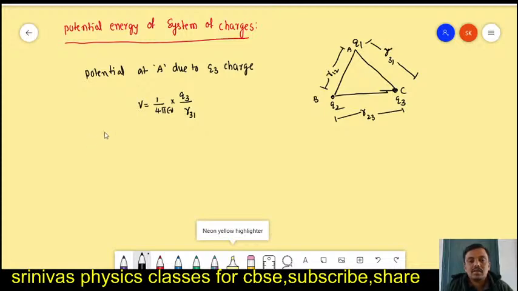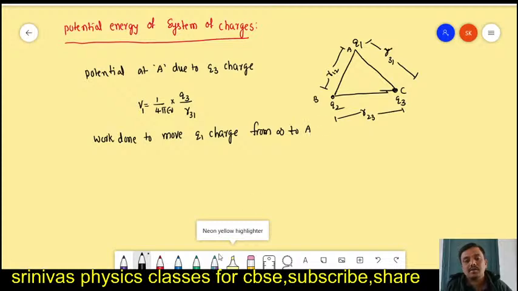And next, work done. This is V1 we can consider. Work done to move Q1 charge from infinite to A point. How much work we have to do to move Q1 charge from infinite to this point? This is the Q1 charge.